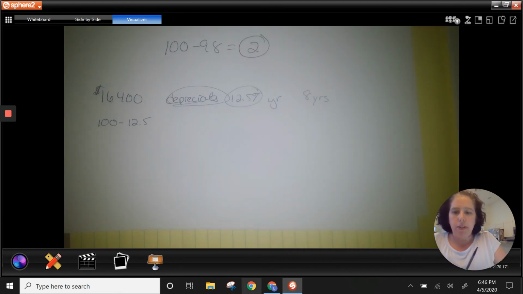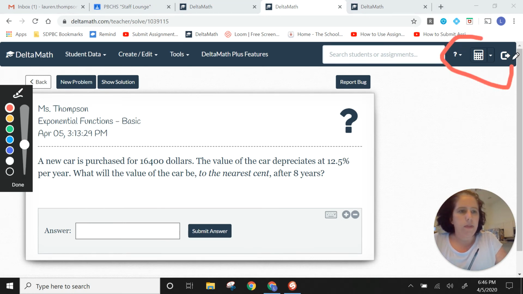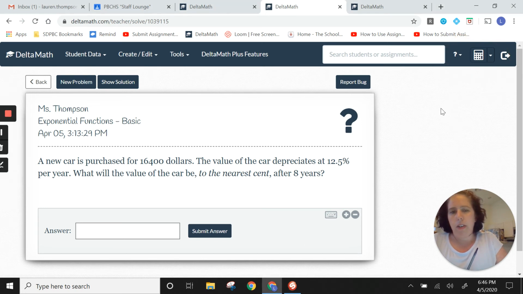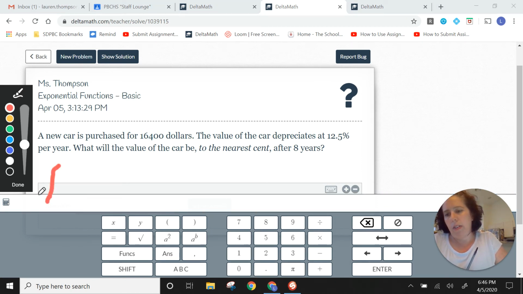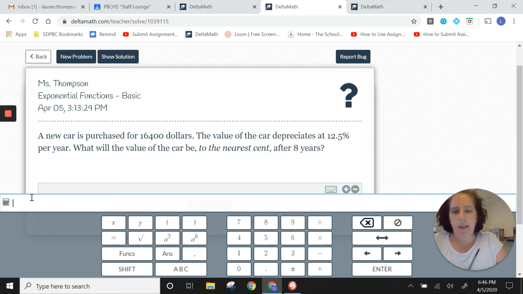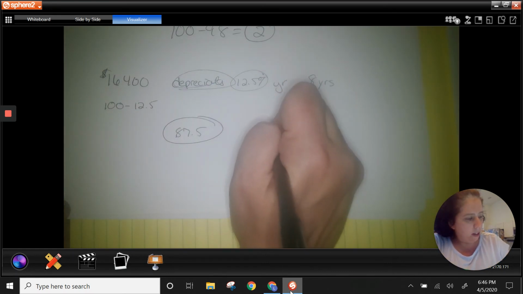Actually, let's do this so you can see it on here. Up here is a calculator. Use that calculator. If I hit the calculator, it pops up, so you can do everything right here. You can do 100 minus 12.5. The answer is all the way over here right above my head, 87.5. Then you have to make sure you move the decimal over. So let's switch back. It's going to be 0.875.